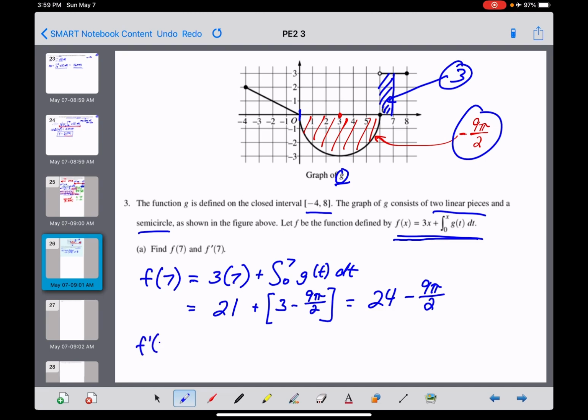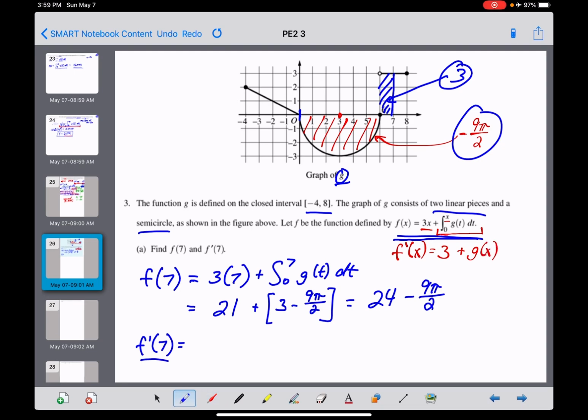Now, f prime of 7, I believe, should actually be easier than that. So I probably should have written out here real quick somewhere that f prime of x, the general derivative, would be the derivative of 3x, which is just 3, and then plus, all right, here we go, the derivative of a definite integral. Sounds like we're going to use the Fundamental Theorem of Calculus Part 2. And this one's as good as it gets, guys. Constant on the bottom, x for the upper limit. So this just becomes g of x, and that's what f prime is.